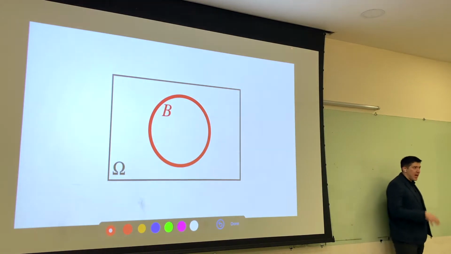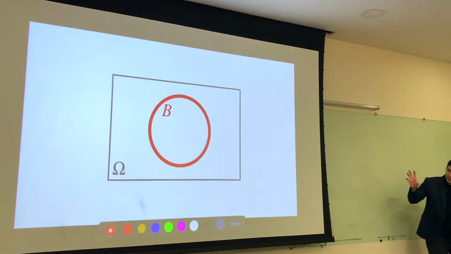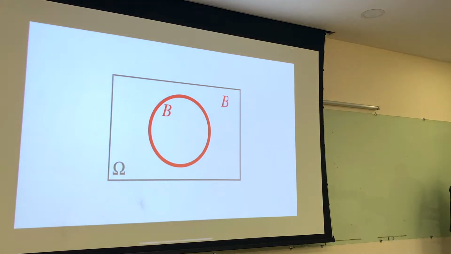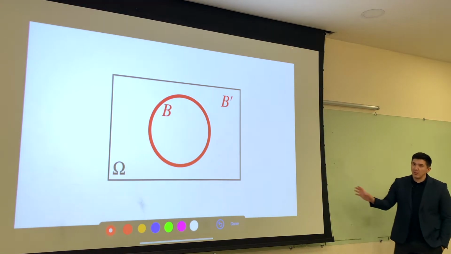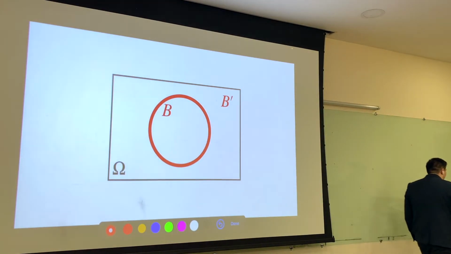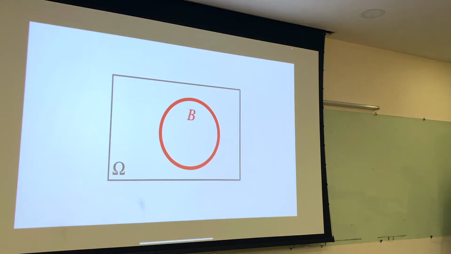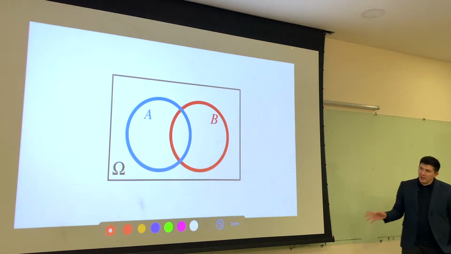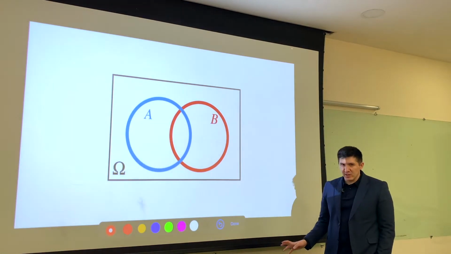Okay, so everything outside the B. If B is everything inside, then B prime is going to be everything outside. So this is going to be the complement. Now let's say I've got another event A, and let's say they have an intersection.